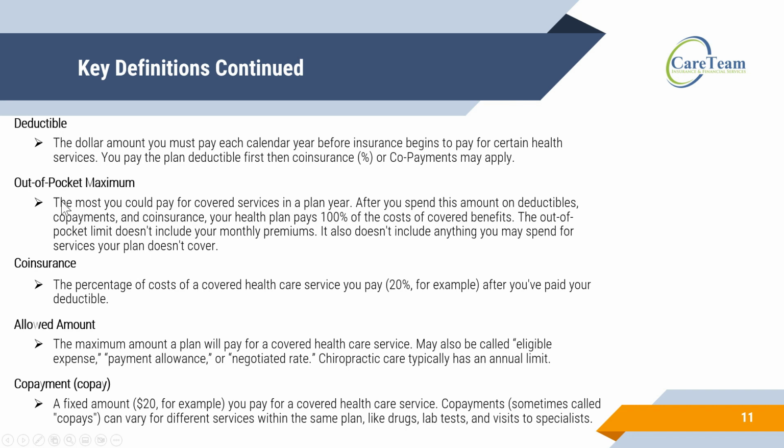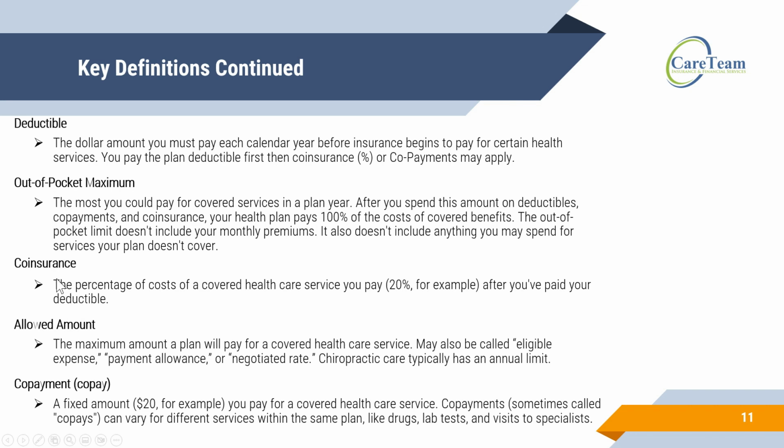Out-of-pocket maximum is the most you could pay for covered services in a plan year. After you spend this amount on deductibles, co-payments, and coinsurance, your health plan pays 100% of the cost of covered benefits. The out-of-pocket limit doesn't include your monthly premiums, and it also doesn't include anything you may spend for services that your plan does not cover.